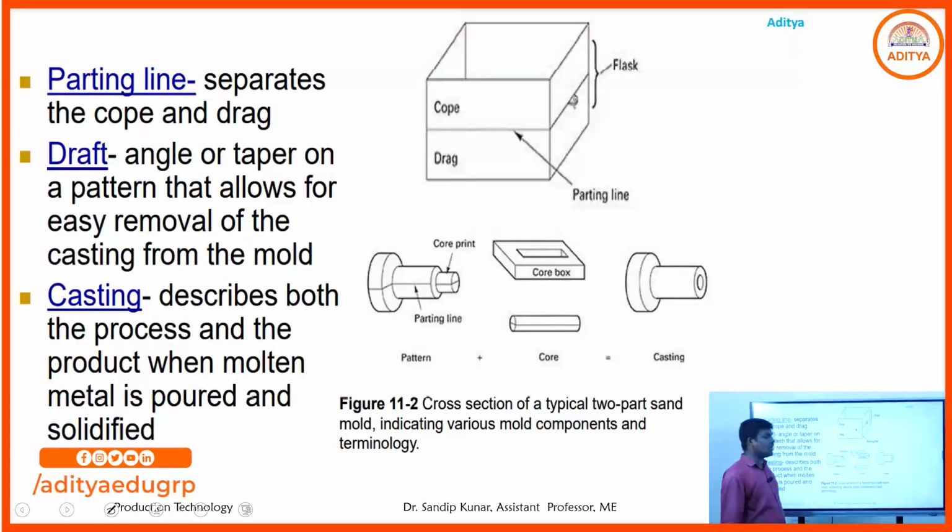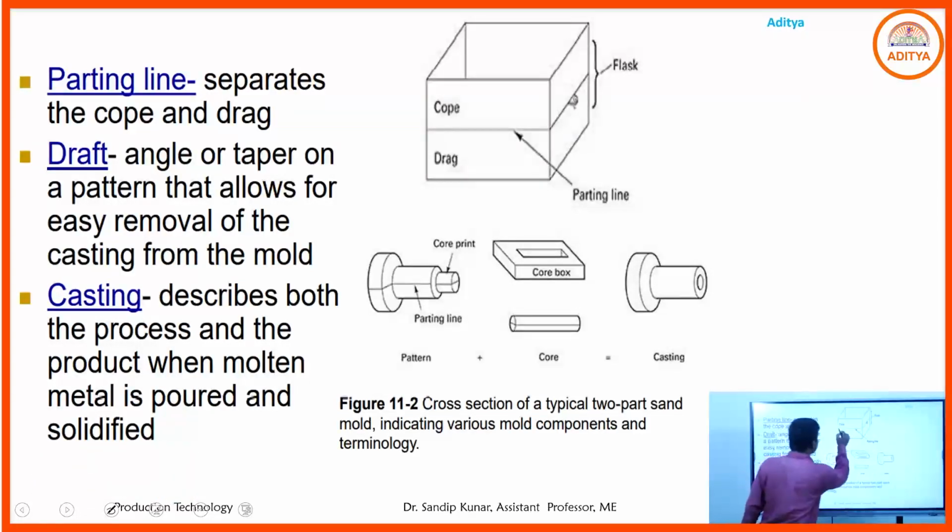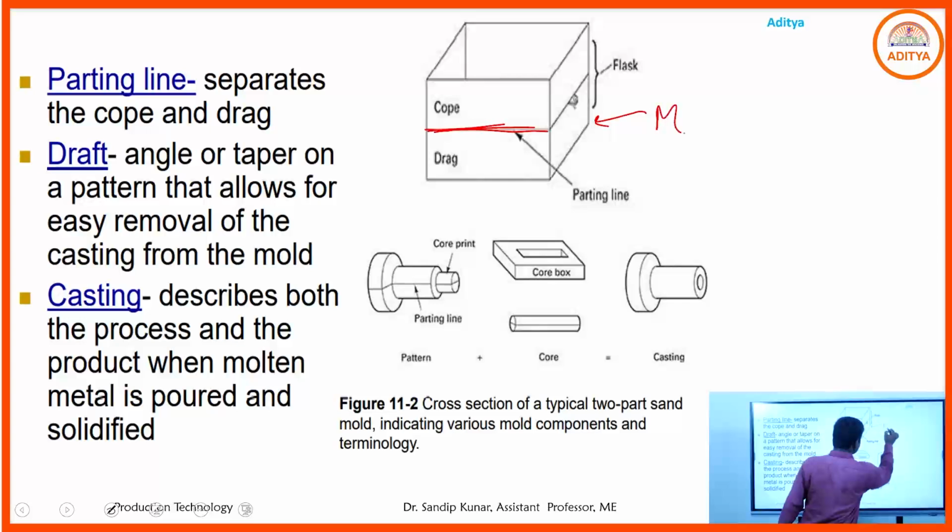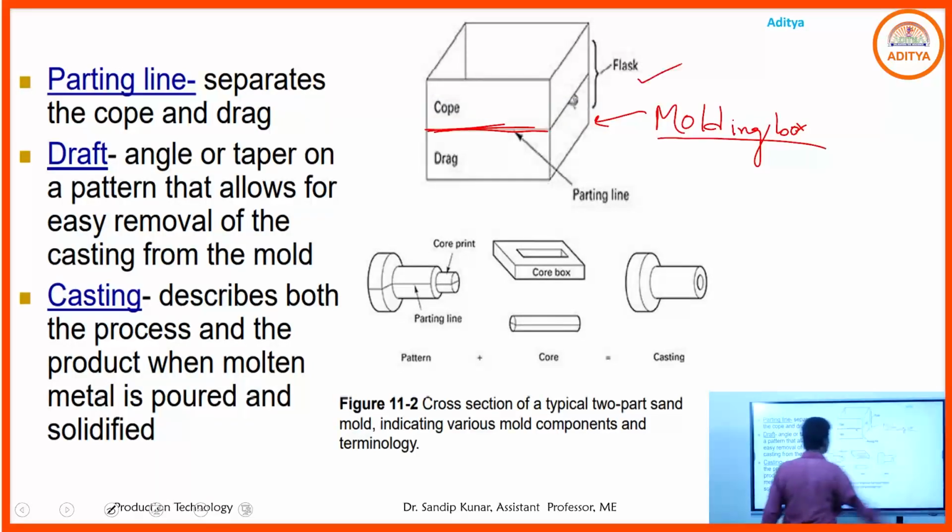Another, the parting line. What is the parting line? It is the middle line in between the cope and drag. That is the parting line of the molding box. The molding box is also called the flask. Actually, it is a rigid frame. The line that lies between cope and drag is called the parting line.